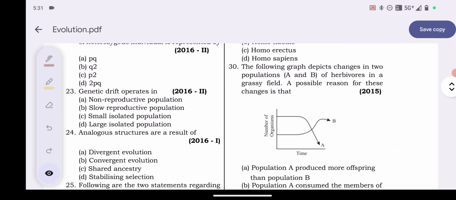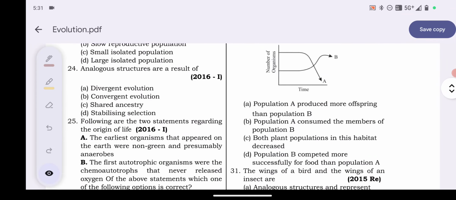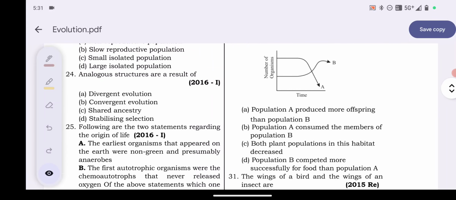Next, question number 30. The following graph depicts changes in two populations A and B of herbivores in a grassy field. A possible reason for this change is that... See the graph and come to the options. Population A produced more offspring than population B. Population A consumed the members of population B. Both plant populations in this habitat decreased. Option D: Population B competed more successfully for food than population A. So what will be the answer? Here the answer will be option D. Population B competed more successfully for food than population A.